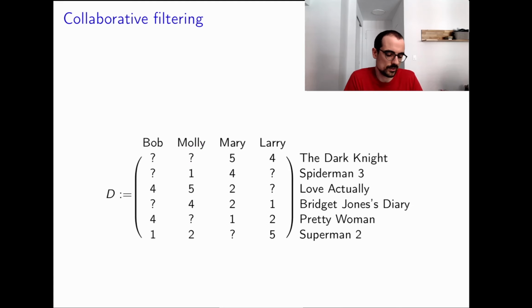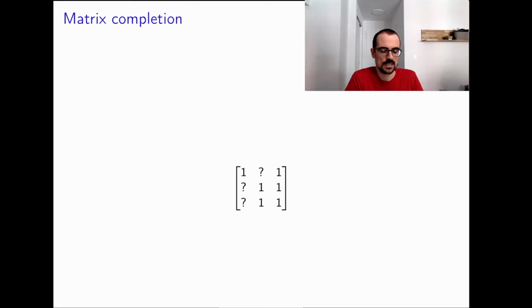You can think that if you see that Molly really likes Love Actually, and Bob also likes Love Actually, maybe this will tell you whether Molly is going to like Pretty Woman or not, depending on what Bob liked. Okay, that's the logic. So that's essentially what's happening when we apply a low rank model to solve this kind of problem. So let's think a little bit. Matrix completion, the first time you encounter it, might seem like an ill-posed problem.